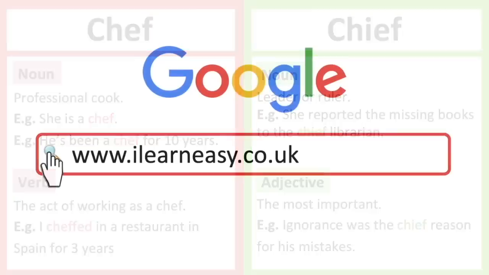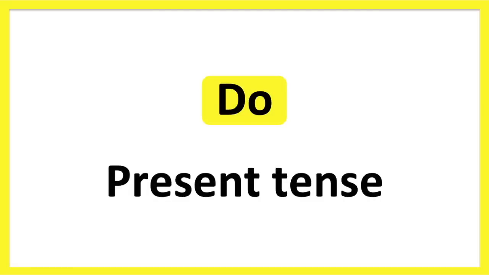The verb do is a very common word used in English. Therefore, it's important to know and to understand how to use it correctly. Do is the present tense form of the verb. The present tense form of the verb differs depending on the subject in the sentence. So we either use do or does.